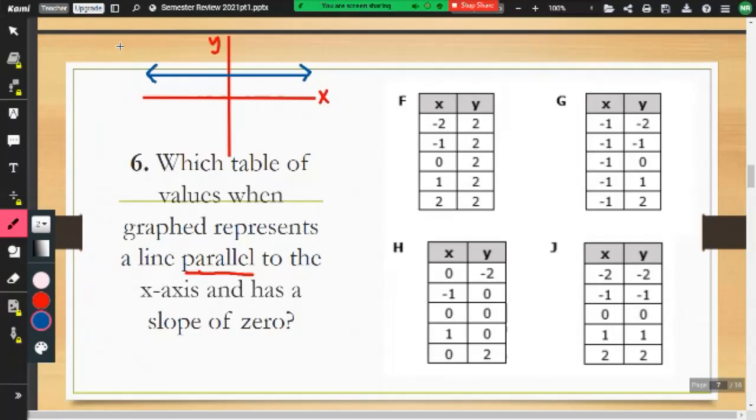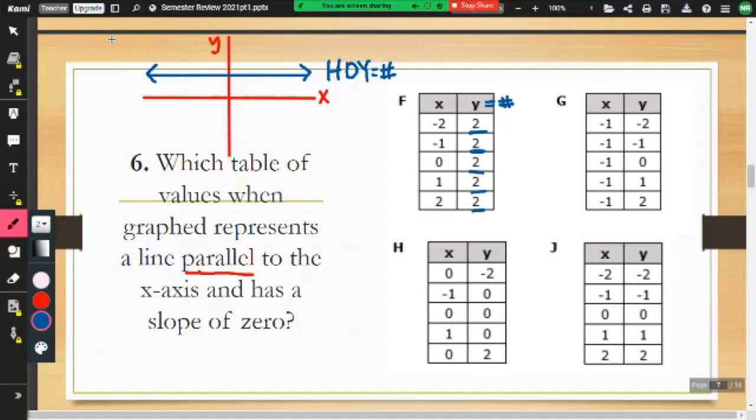Now for horizontal lines, we use HOY, where y is equal to a number. So being able to recognize that on a table is knowing that the y is equal to the same number every time. And if you look at answer F, y equals 2 every single time. Y equals a number. This is a horizontal line represented in table form. So I would actually write this table on your packet. That way you know what to look for if it's a table.